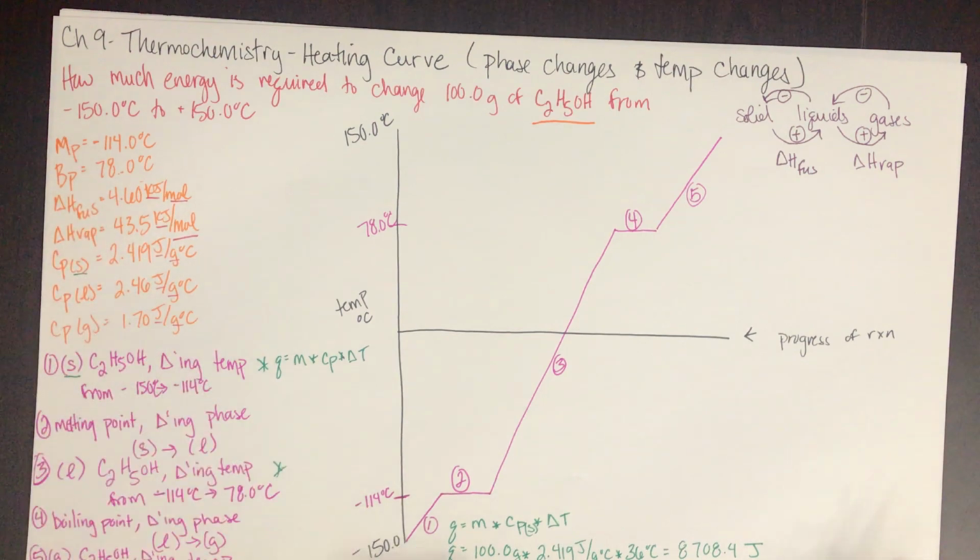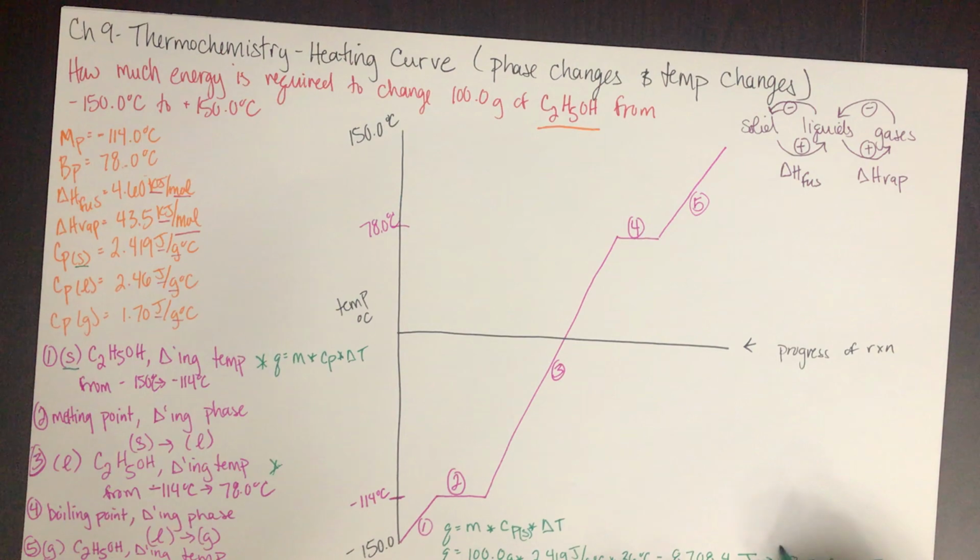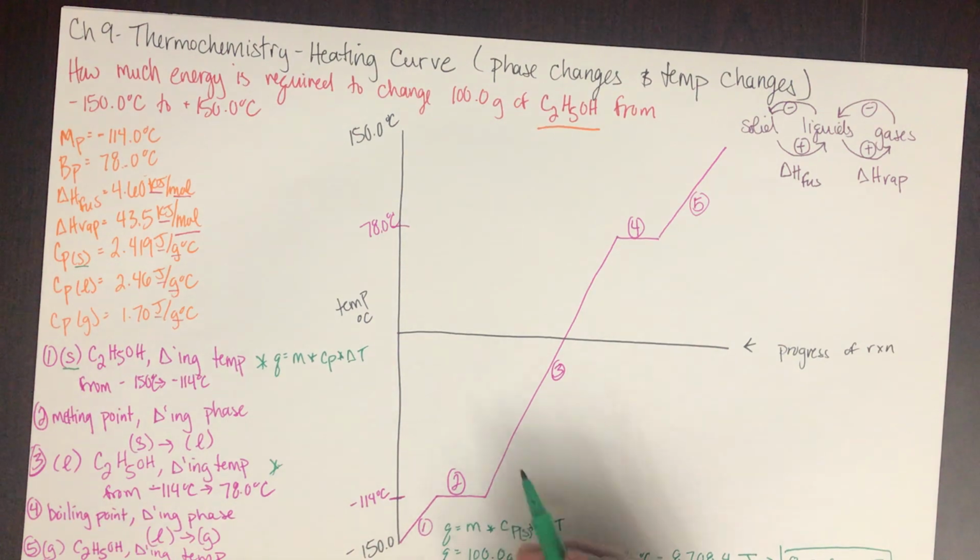But I know I'm going to need to add all of these up later, so I'm going to go ahead and convert this right now to kilojoules. 8.7084 kilojoules. So this is step 1. That's how much energy it takes to just do step 1, to warm up solid ethanol from negative 150 to negative 114.